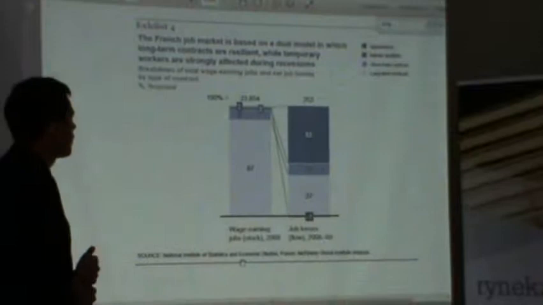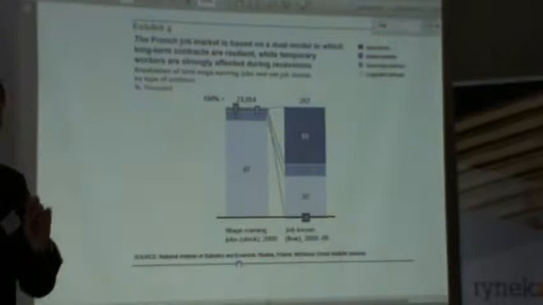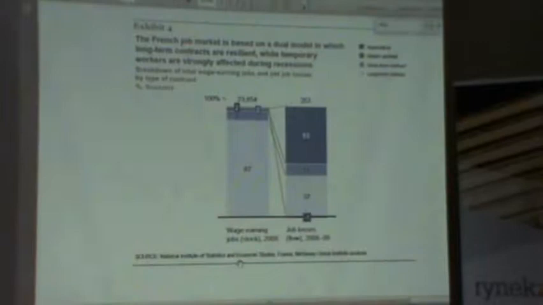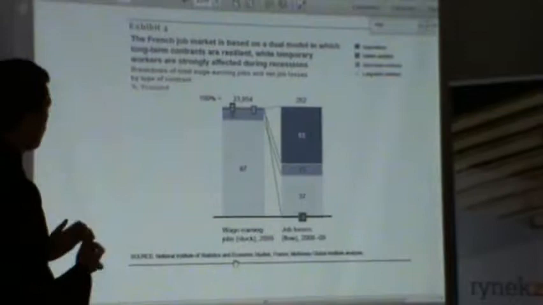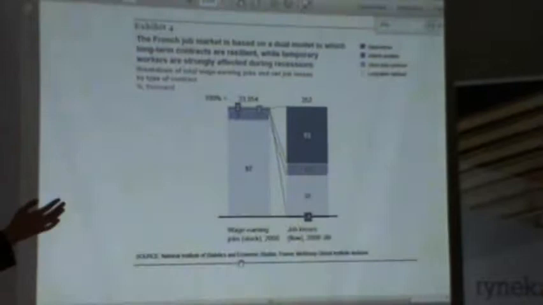Well, one of the strong reasons for what's happening in France is actually the composition of the labor market there. It's based on what the authors of this report were calling a dual model, in which they had long-term contracts that were resilient, which means that when you got employed on a permanent contract, you were sticking to the job for a long period of time. And then you had the temp labor, which was much more elastic. It was easier to be removed from the enterprise, and thus, when unemployment was growing, it was mostly the temporary part that was being laid off because there were legal constraints against laying off people on long-term contracts.